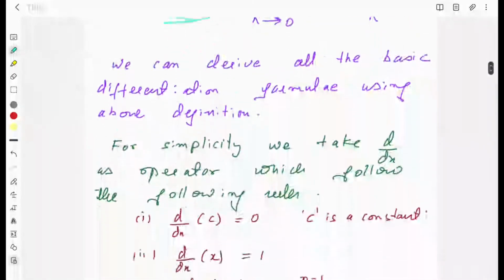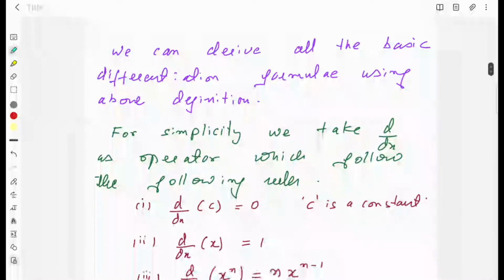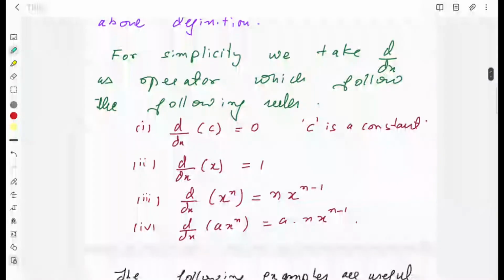Now in order to move on, I use some simple concepts. For simplicity I can say d by dx, which is of course a derivative, is an operator, and this operator follows certain rules. The first rule says that the derivative of a constant number is 0, the derivative of x is 1, the derivative of x to the power n is: the power comes first, and whatever power of x, you subtract 1 from there. So it is n x to the power n minus 1.